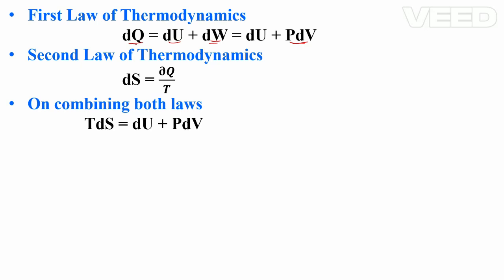Similarly, the second law of thermodynamics states that change in entropy is equal to change in heat divided by absolute temperature. On combining these two laws, the combined form can be represented like this: dQ is equal to T dS is equal to dU plus P dV.